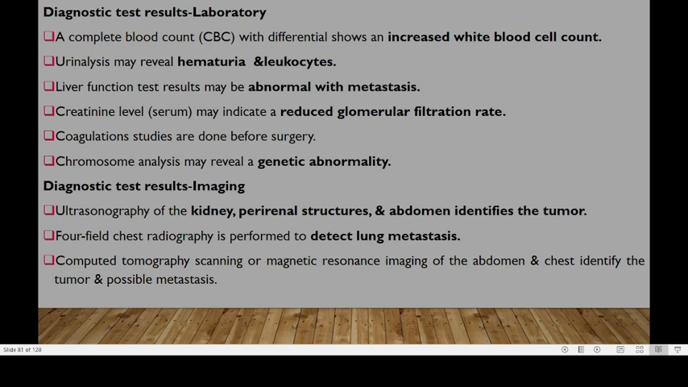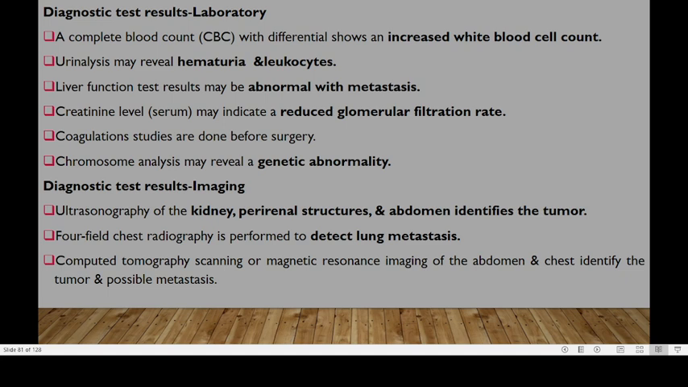So we could do a CBC with differential that will show increased white blood cell count. Urinalysis may reveal hematuria and leukocytes. Liver function tests may be abnormal with metastasis. Serum creatinine may indicate reduced glomerular filtration rate. Coagulation studies are done before surgery. Chromosome analysis may reveal a genetic abnormality.